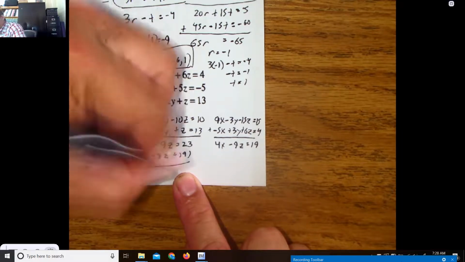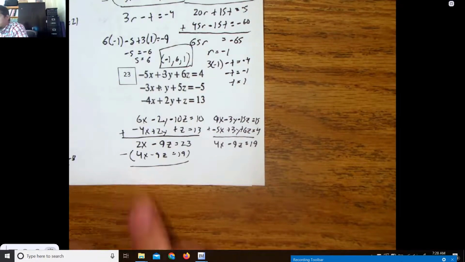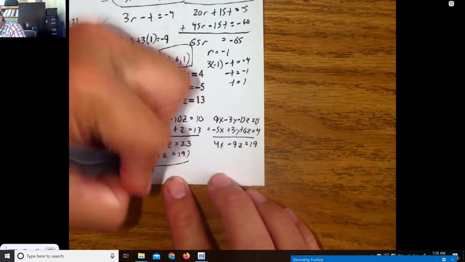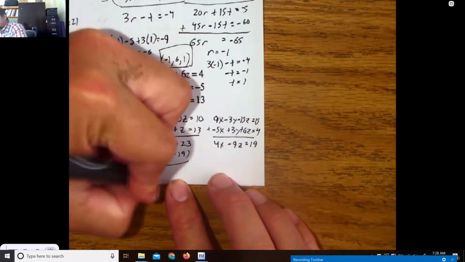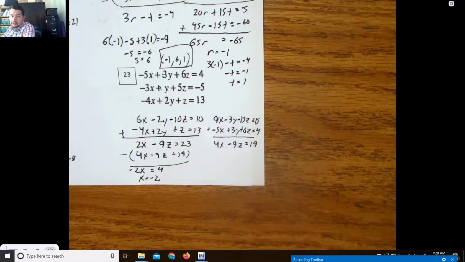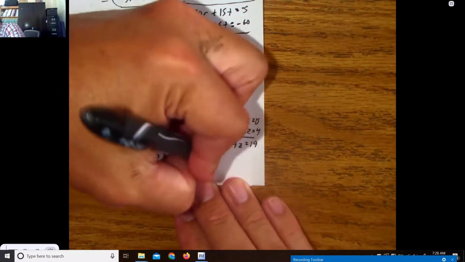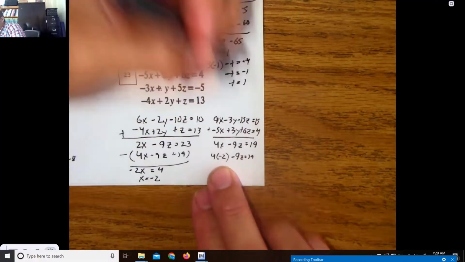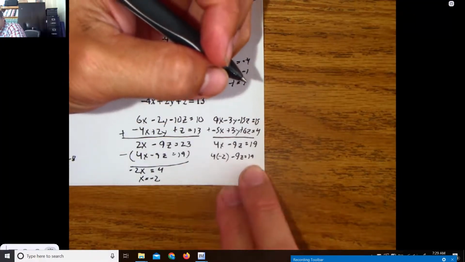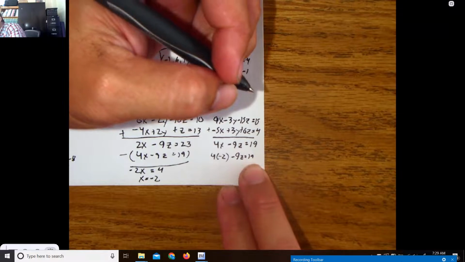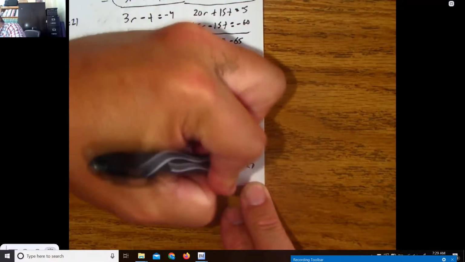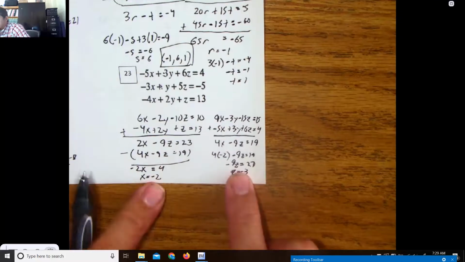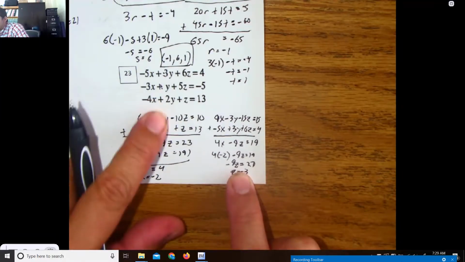So I can just subtract, right? 2 minus 4 is -2. Z's cancel. 23 minus 19 is 4. I have an x value of -2. Then I can go back and plug some things in. Like right here. 4 times -2 minus 9z's is 19. That's -8, which I counteract negativity through positivity. That's going to give me 27. And z is -3. So I have x and z.